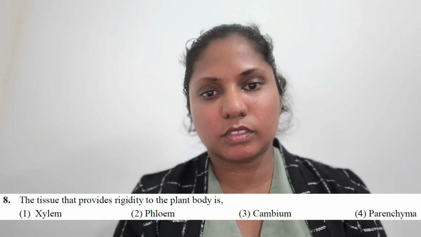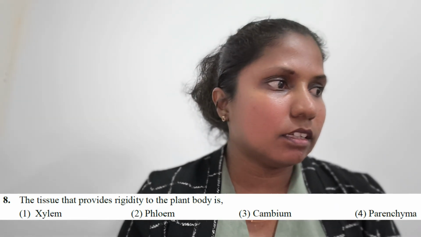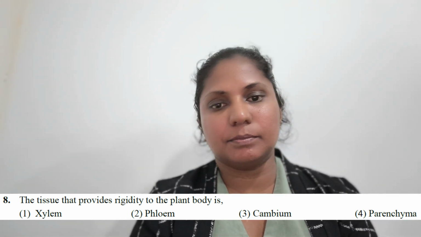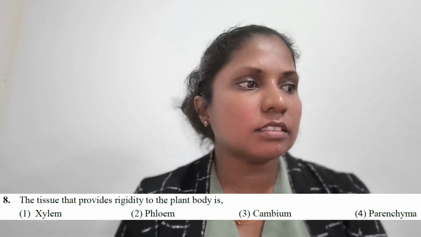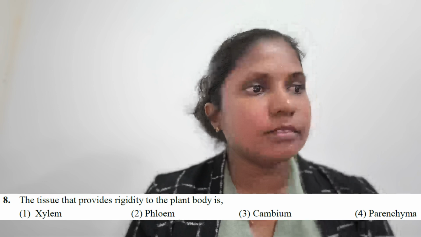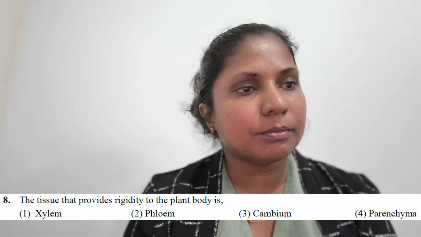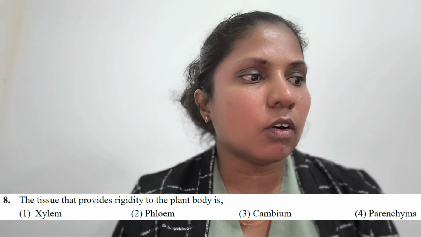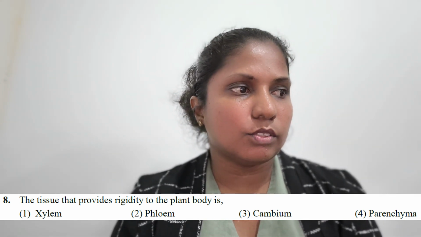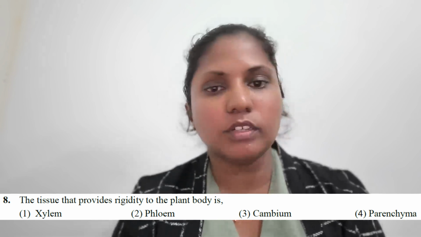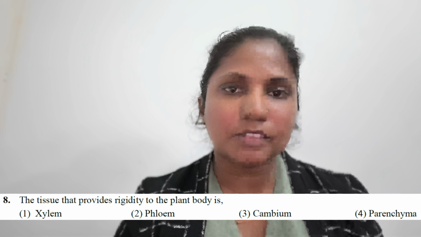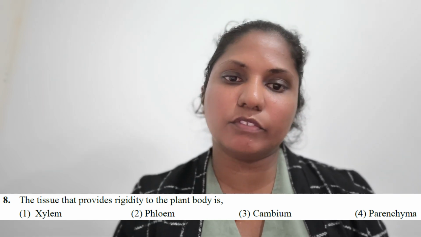So let's focus on question number 8. The tissue that provides rigidity to the plant body. Among these 4, the phloem, cambium, parenchyma, they all are not showing a strong rigid structure. So between all these 4, xylem is the only one that is providing a vascular rigid structure for the plant.